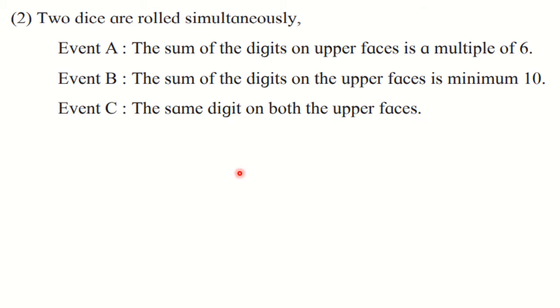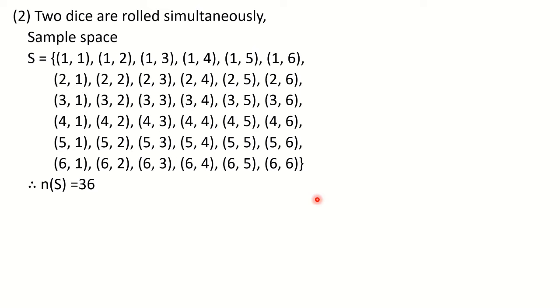First of all, let us write down the sample space and number of sample points. 2 dice are rolled simultaneously. You know that one die has 6 faces. So for 2 dice, 6 square, 36 sample points are there. And always you are going to write down the sample space in this way only, by making use of 6 lines. In the first line you will write down 1 1, then 1 2, 1 3, 1 4. In this way you write from 1 1 to 1 6 in the very first line.